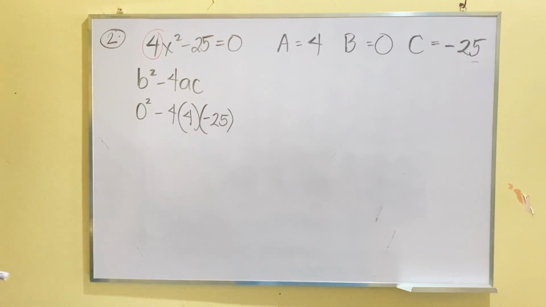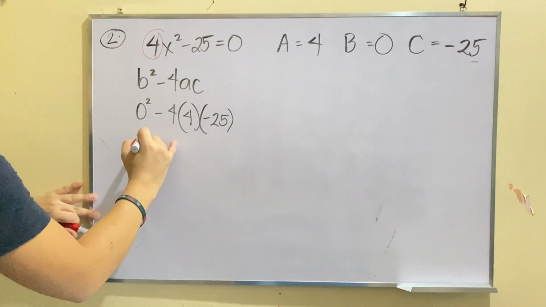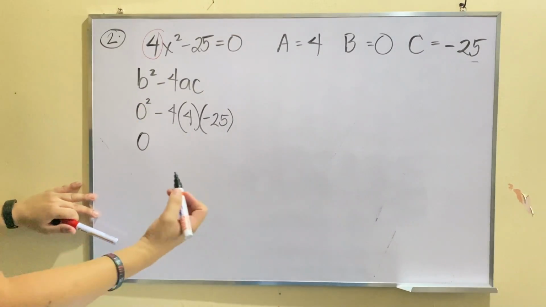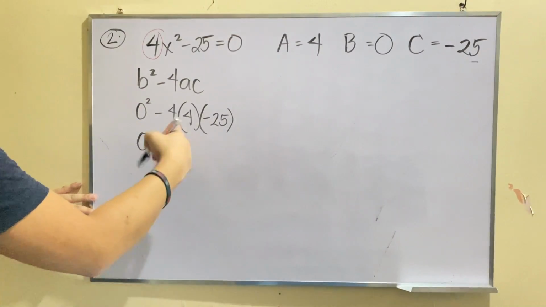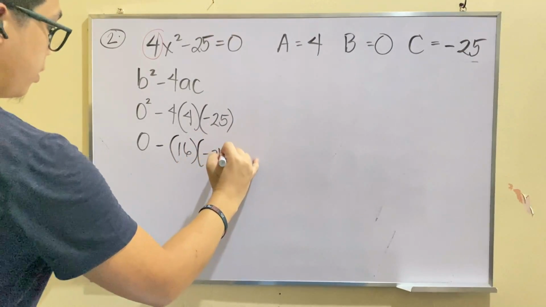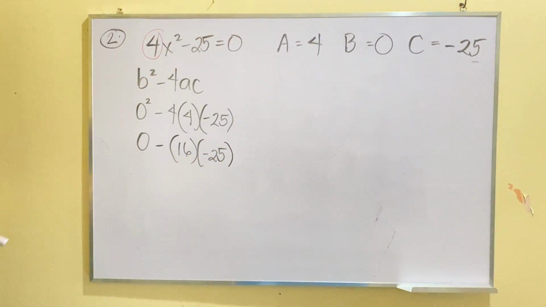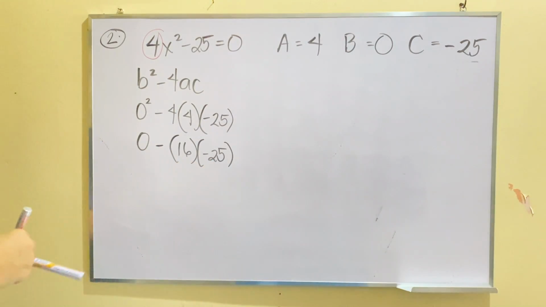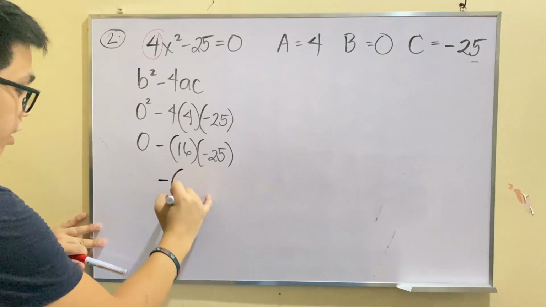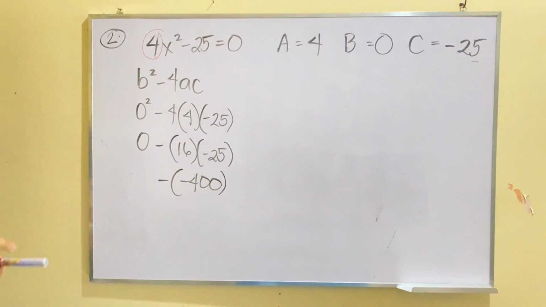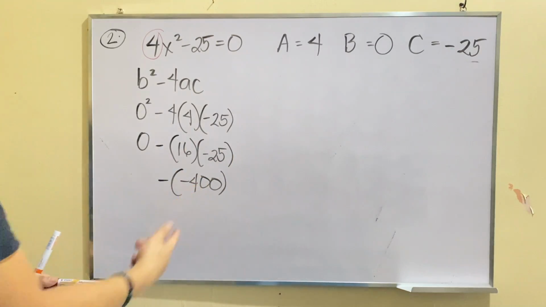Then after nyan, 0 squared. So, kahit anong gawin mo sa 0, i-times mo yan sa ilang 0 man yan, 0 pa din yan. Minus, 4 times 4 is 16 times negative 25. Then after nyan, so 16 times negative 25 is, of course, negative 400. Kinalkula ko lang din yan. So, calculate nyo na lang.